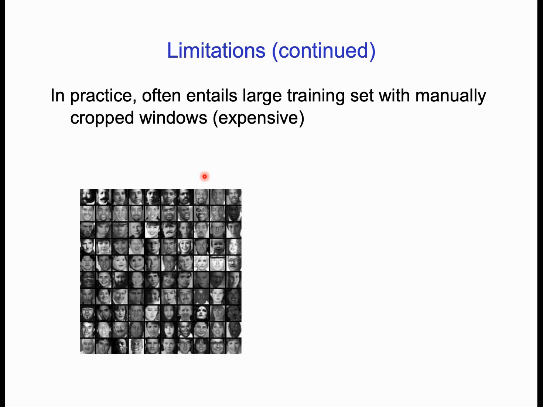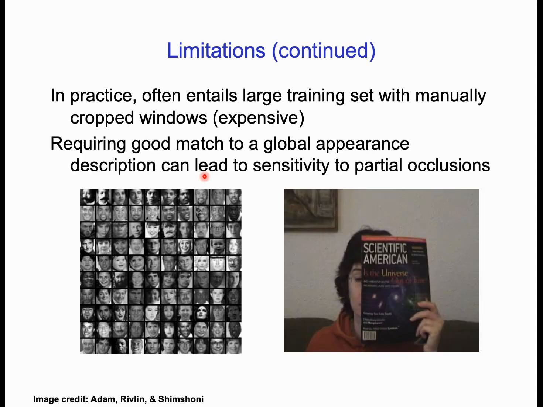Again, in practice, creating such good algorithms often entails extracting very large training sets, and manually cropping windows might be expensive, and it would really require good matching to a global appearance. For example, if I have partial occlusions, then I will have some trouble if my training dataset does not include examples like this one. So even though it looks at the patches in a sliding window approach, it uses the ideas of global appearance features, and not the local appearance features that might be useful to tackle the occlusion problems.